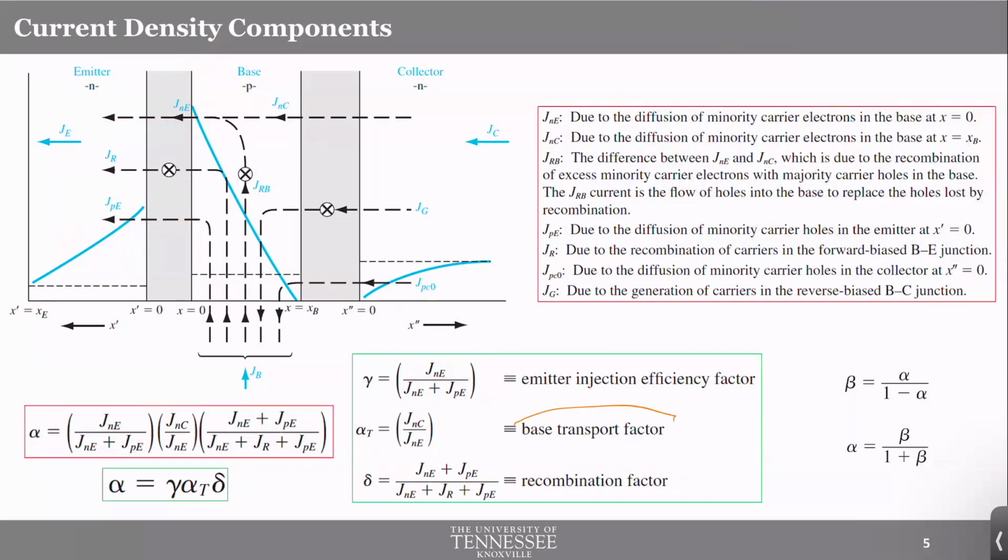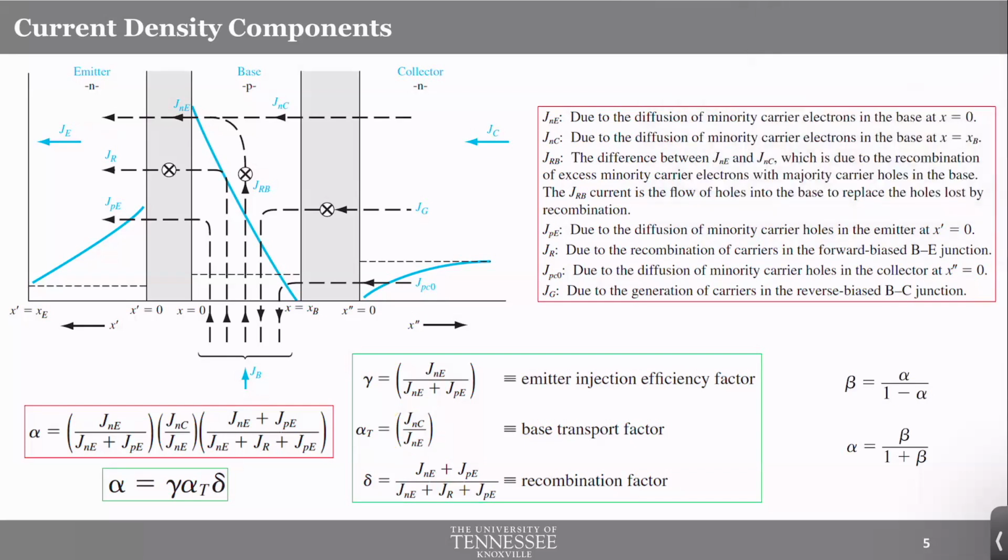One more thing, base transport factor. Notice that JNC is the current that we are injecting from the collector, and JNE is the current, electron current, that is getting injected into the emitter. So there is a difference between them because some recombination, generation, all of them will come into play. So base transport factor represents what percentage of the collector current could actually make it to the emitter. So that's why this is basically the ratio between these two, the collector component and emitter component.